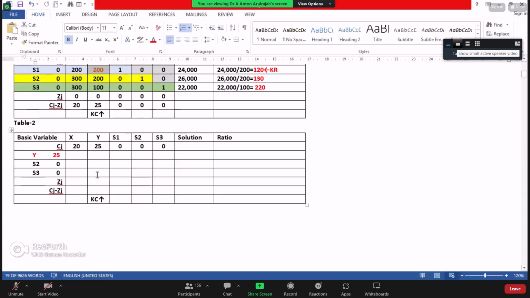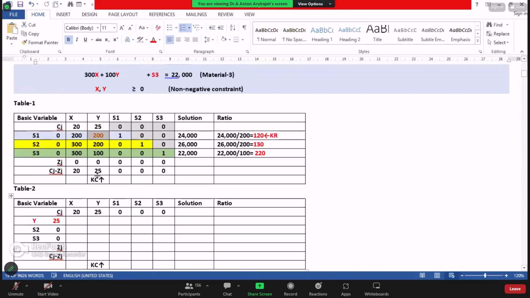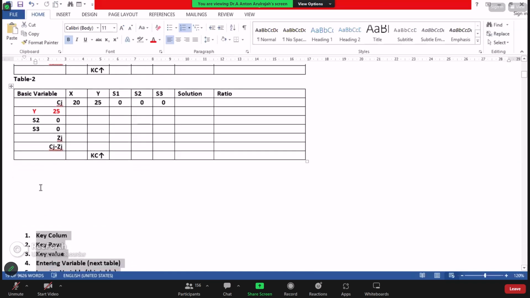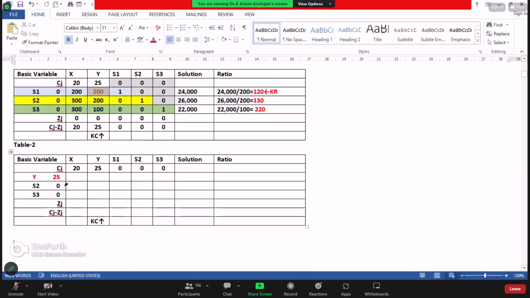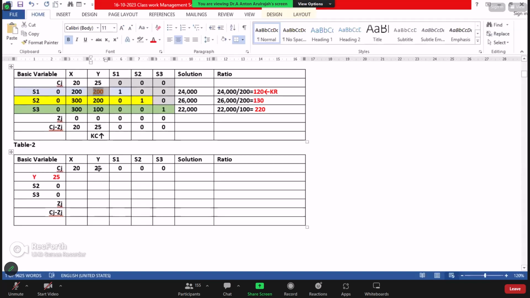So after that, we have to calculate this. After deciding this, in the second table, table number 2, with this variable, this 200, in that place it should be 1 in the new table. We have to make it a 1, and the other variables we have to make 0. That is needed for the calculation.